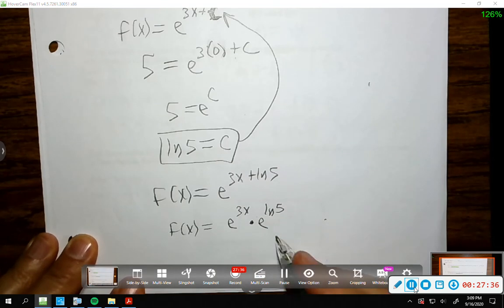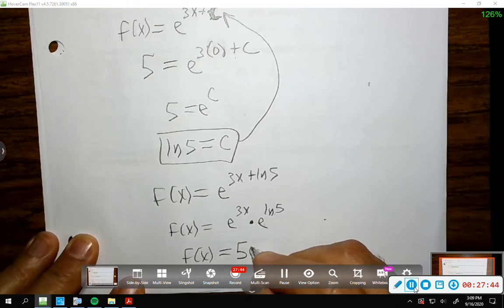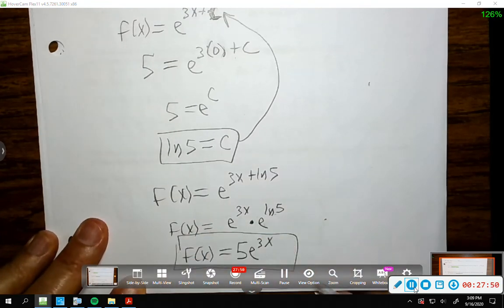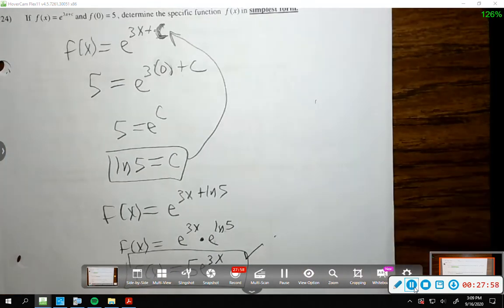E undoes the natural log. We get a 5. If it's a factor of 5, we always want to write that out front. And that's what we get. And we have to be able to write them this way. Okay? Now, there is a little shortcut to this. Let me show you this. Just real quick. I'll do it in pen.